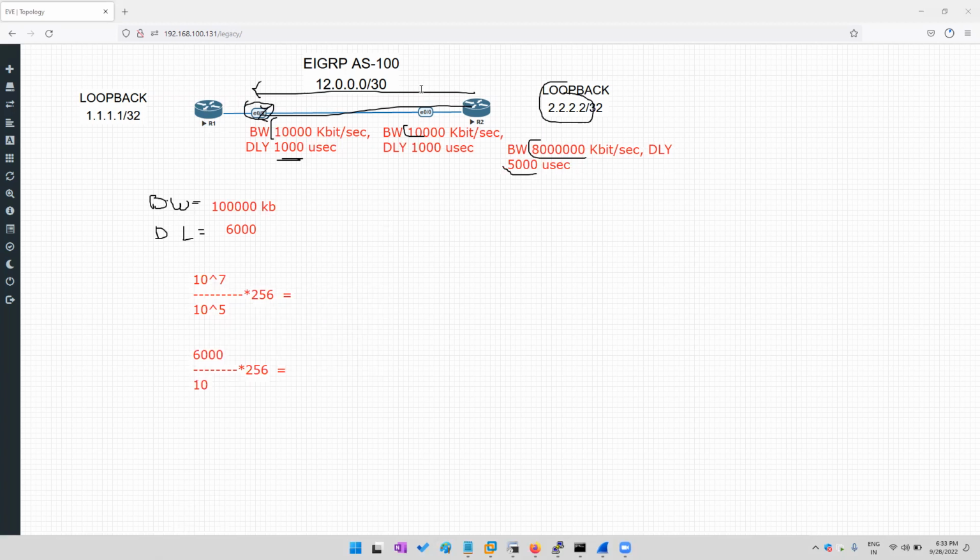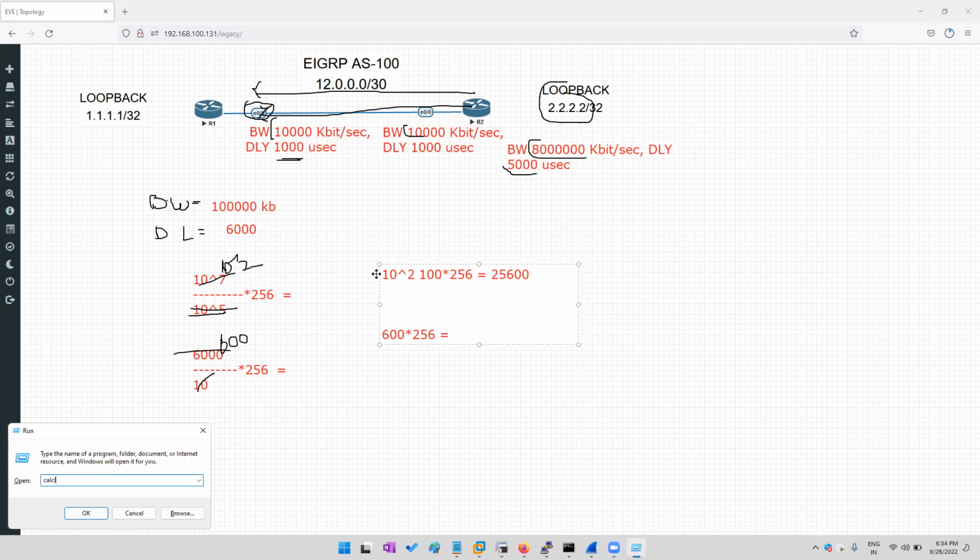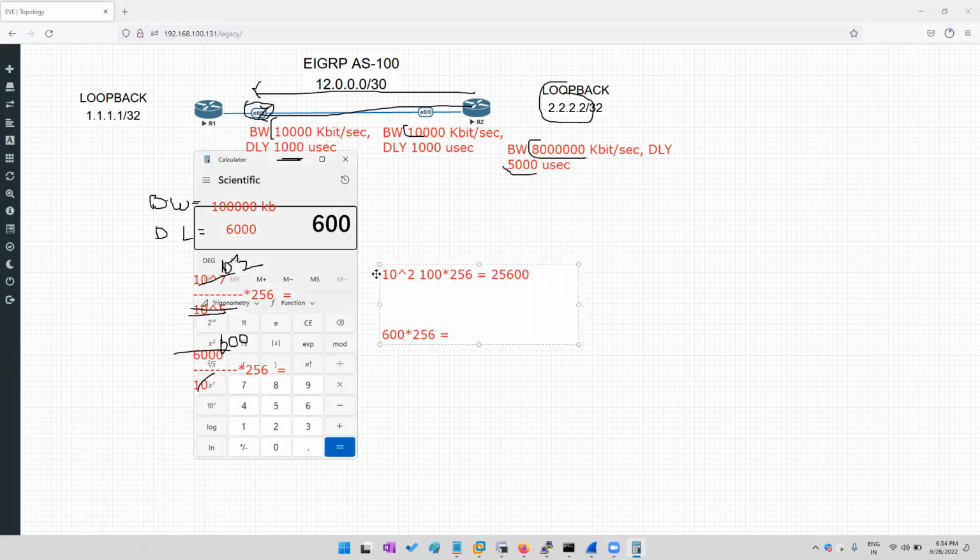So it's very easy. Now, how much remains? 10 power 2 and 600. Clear? Yes. Now, 10 power 2 means 100, and multiply by 256, so we get 25600. Clear? 600 multiplied by 256. Which value are we getting? Calculator: 600 multiplied by 256 plus 25600. So this value must be coming.